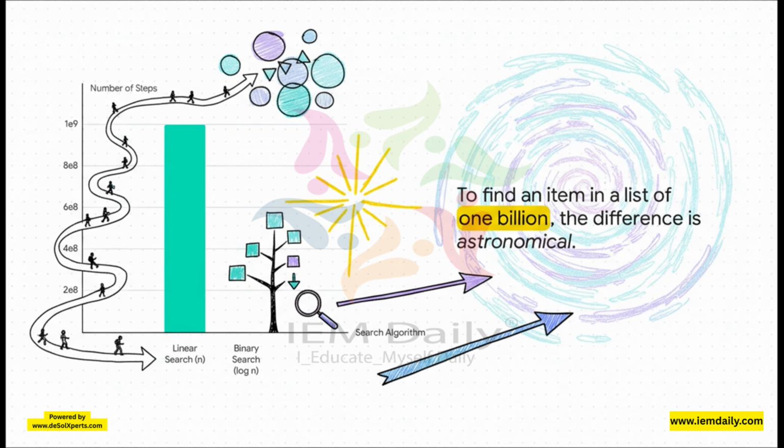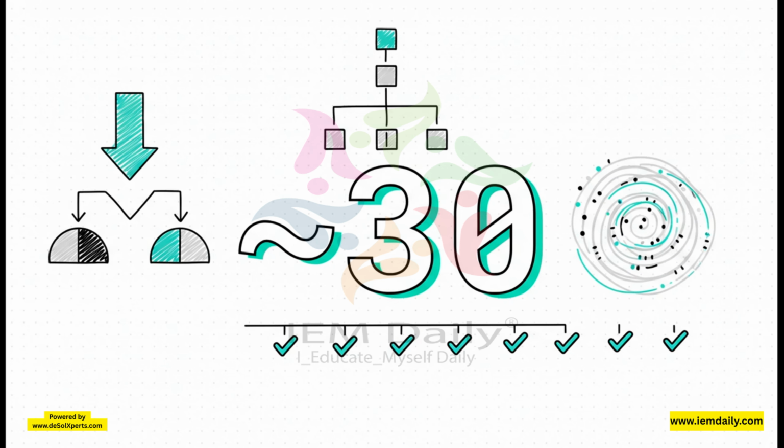To find one item in a list of a billion, a linear search could take, well, a billion steps. But binary search, it takes about 30. Not 30,000, not 30 million, just 30. The difference isn't just large, it's almost unimaginable. Just let that sink in for a moment. 30 steps to search a billion items. That's the power of halving the problem over and over again.